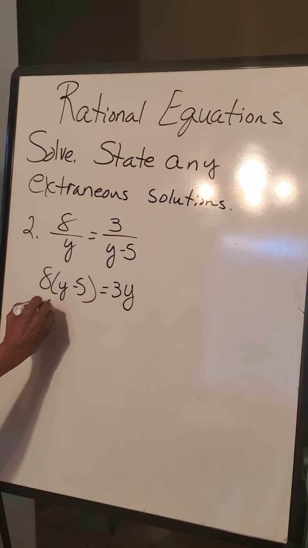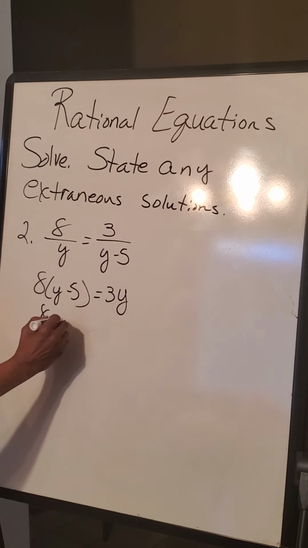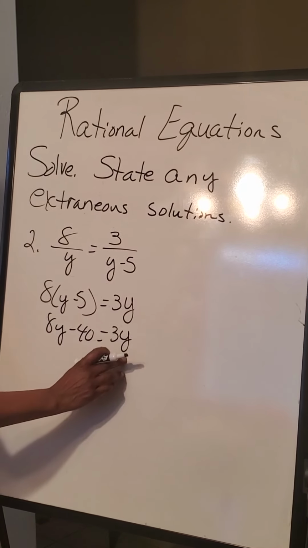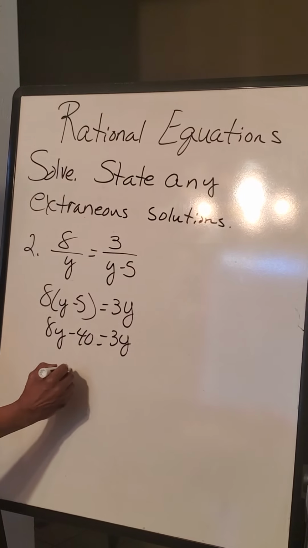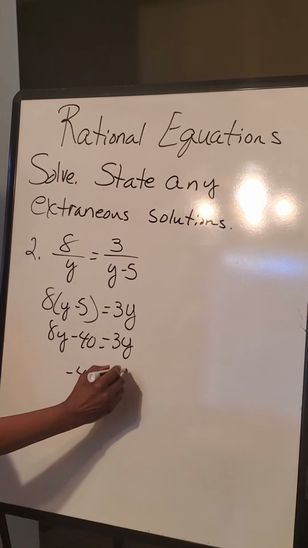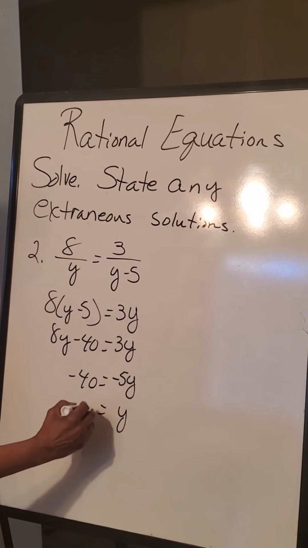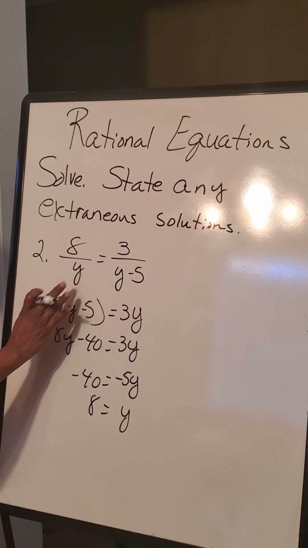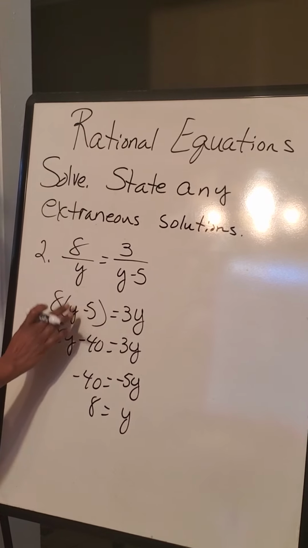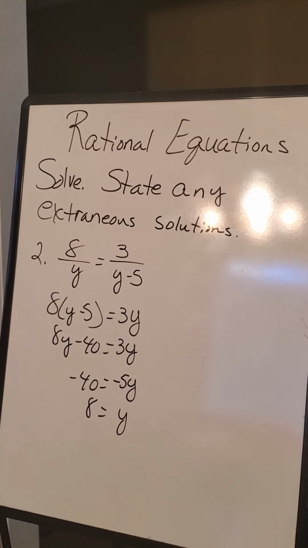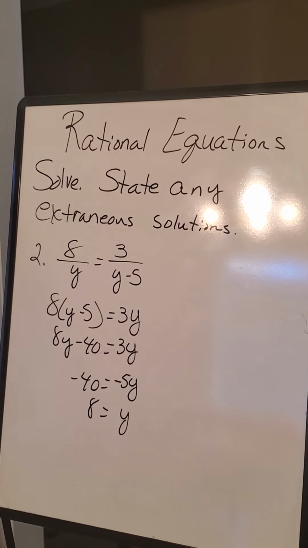8 times y gives you 8y. 8 times a negative 5 is a negative 40. I'll transform the 8. Have respect for that dash in front of that 40. And as I divide by that negative 5, y is equal to a positive 8. And again, check to make sure that that 8 will not make your denominator a 0, and it will not. So the solution for this problem is y equals 8.